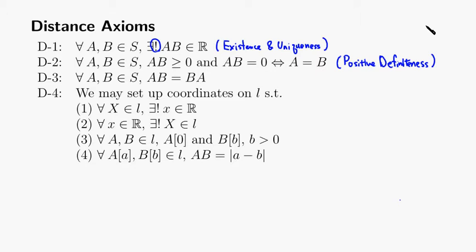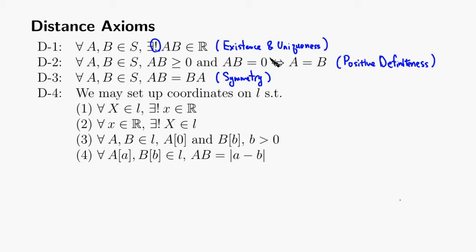D3 says that for all A and B, distance AB is equal to distance BA. This makes sense, because if you measure distance from A to B and you measure distance from B to A, we don't want those measurements to be different. So it has to be symmetric. I would just say symmetry. So those are D1 through D3.